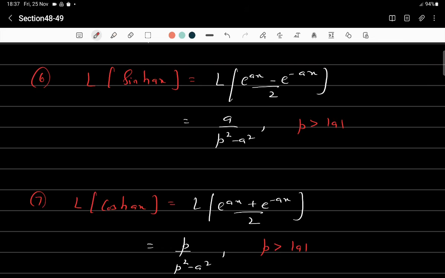It's good to remember at least the first five, which we are going to use quite often in the next section.